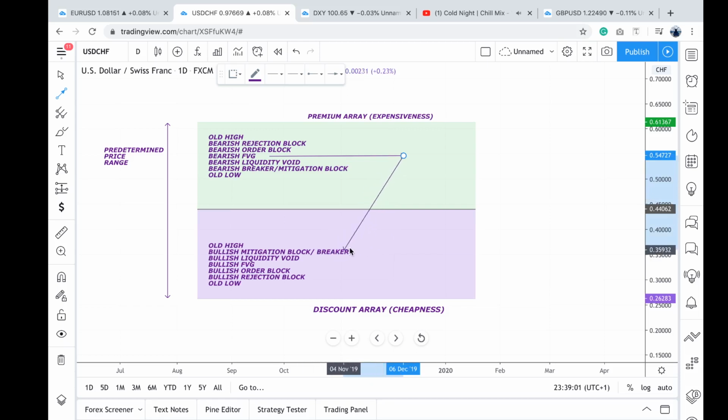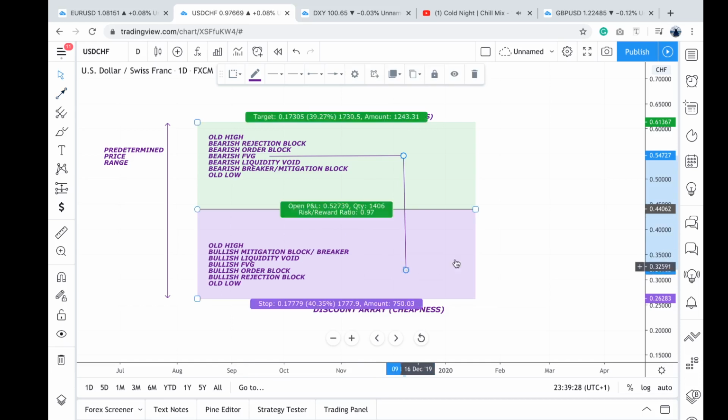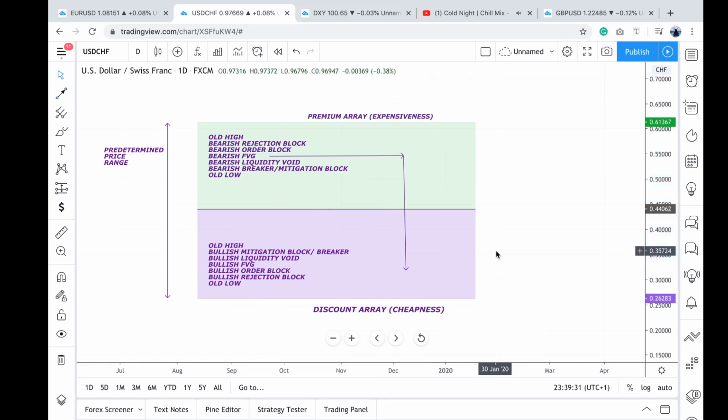So you can say the bullish mitigation block or breaker. But oftentimes you're not going to really see a mitigation block or even a breaker on your chart, so you can skip that. If the bullish liquidity void exists, use that as the next target projection. If that does not exist on your chart, then you reference the next one, which is a bullish fair value gap. Then you keep doing the same thing until price finds support around one of those levels. So thus, the true levels in price aren't support and resistance. True levels in price are expensiveness and cheapness, because this is the way the central banks actually view the marketplace, via premium array and discount array.